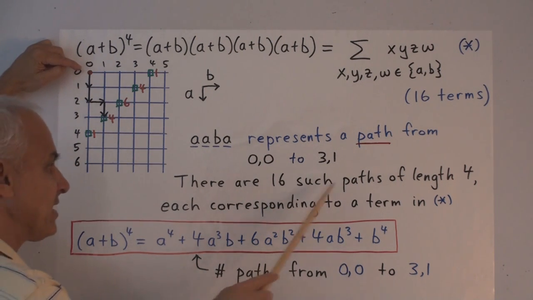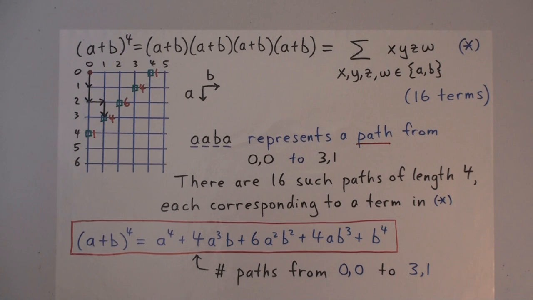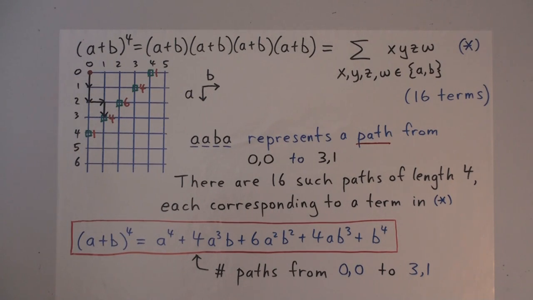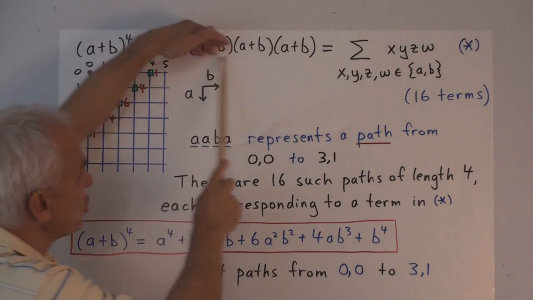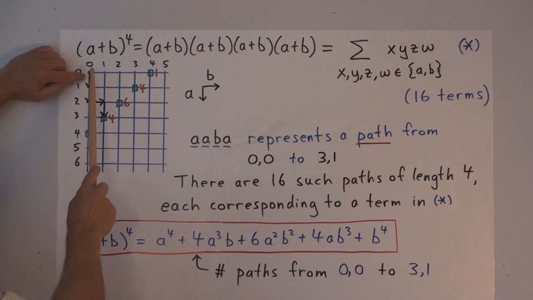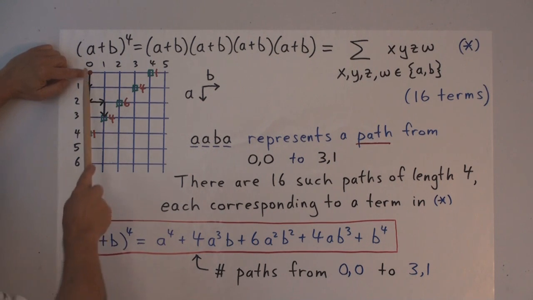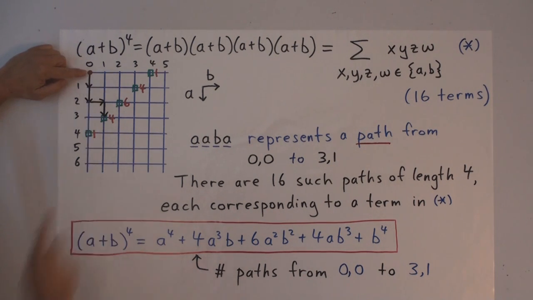Now, there are 16 such paths of length 4 altogether, and each of these corresponds to a term in this sum. So in other words, the expansion here is just corresponding to various paths of length 4 that we can go on in this little grid if we're always either going down or to the right. And we're allowed to take any 4 steps we want.